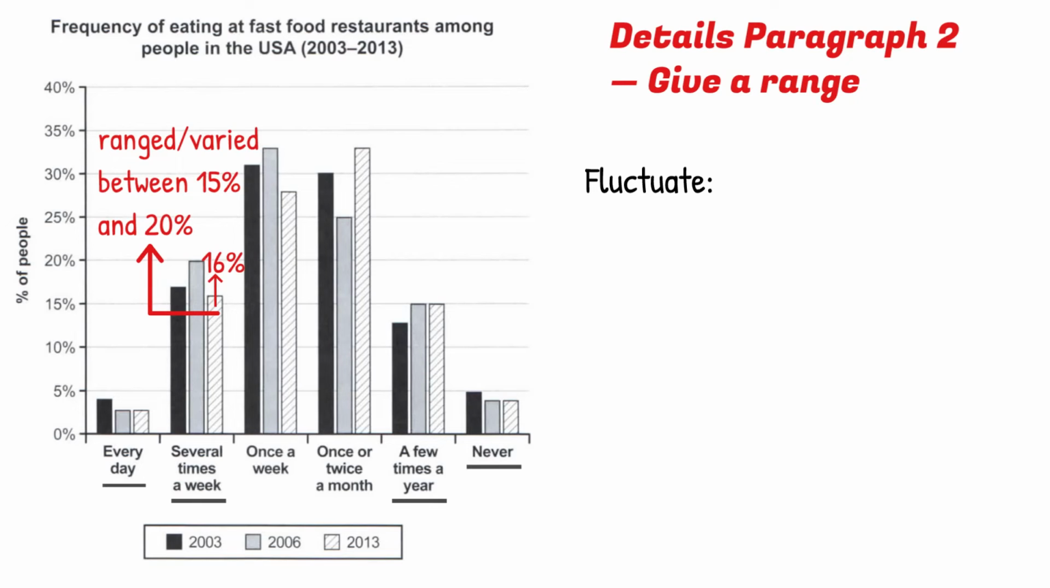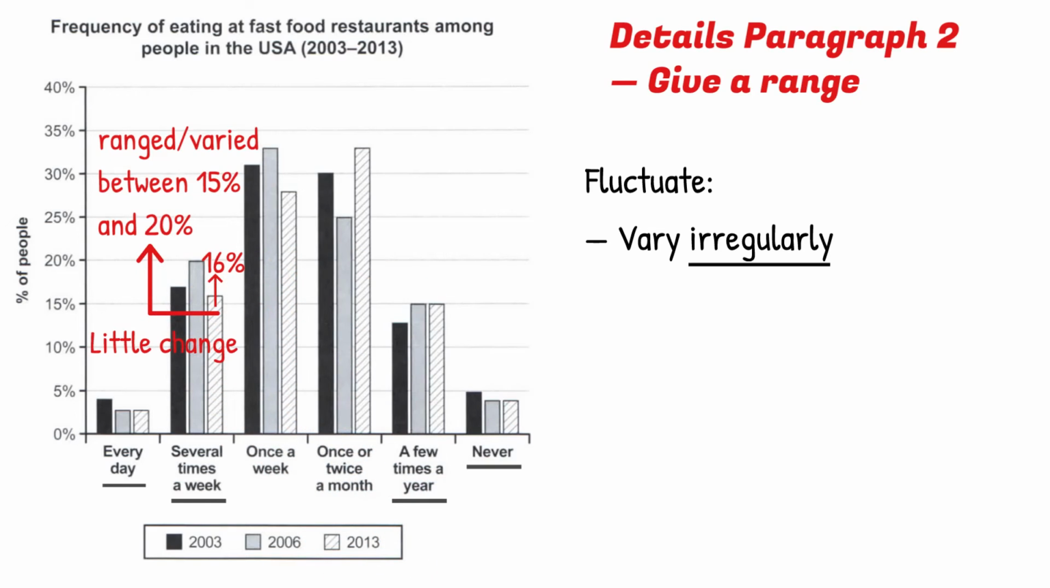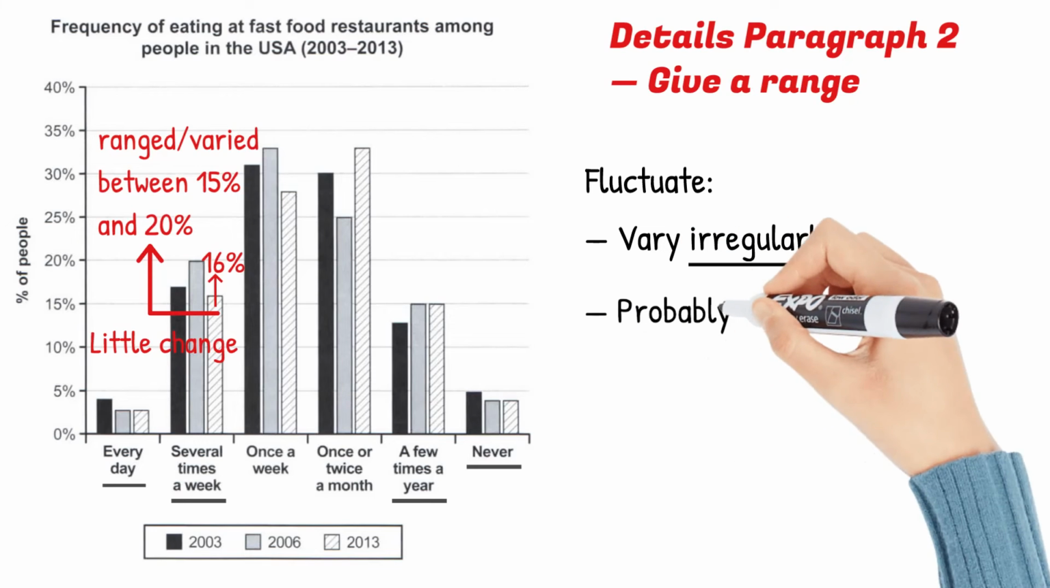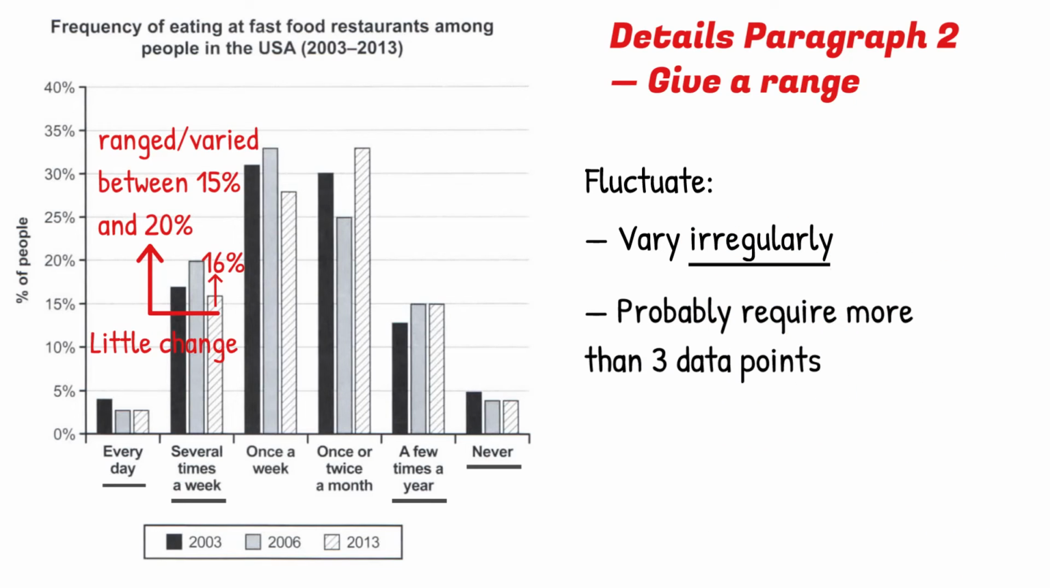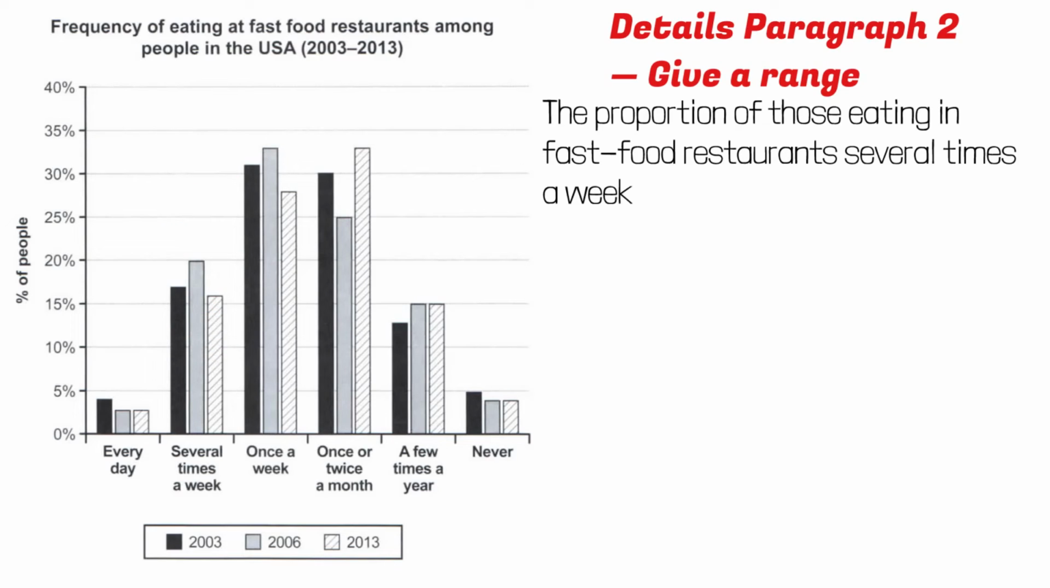You could use it if the percentage varied irregularly. However, there was only little change during the 3 years. Also, there are only 3 data points. Fluctuate is a bad choice with only 3 data points. The proportion of those eating in fast food restaurants several times a week varied between 15 and 20%.